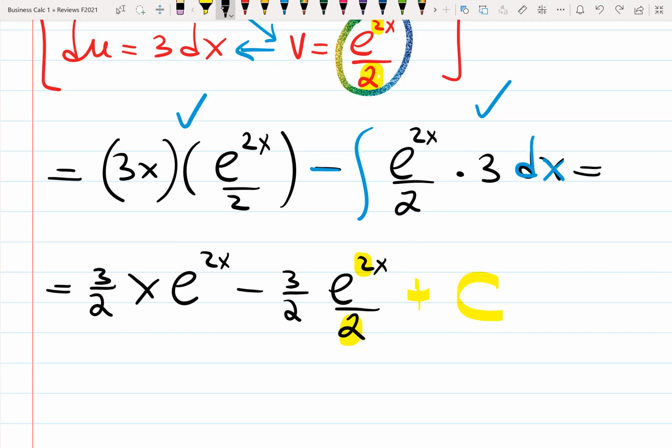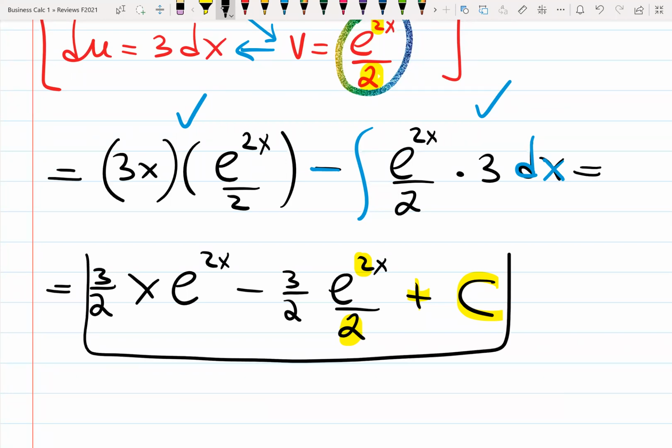Plus c. My tablet is overheating here. What do you think about this? So this is a very classical example of integration by parts. We're not going to give you anything weird. These are all very classical examples. So just practice them. Whatever I just did is actually pretty good.